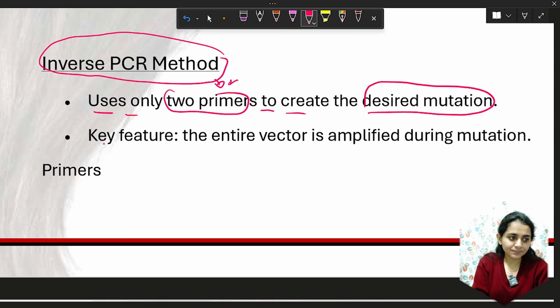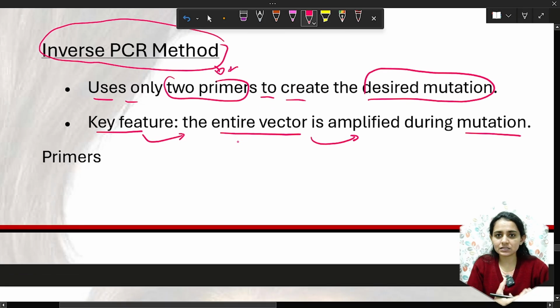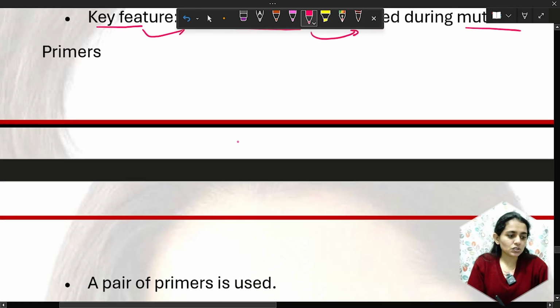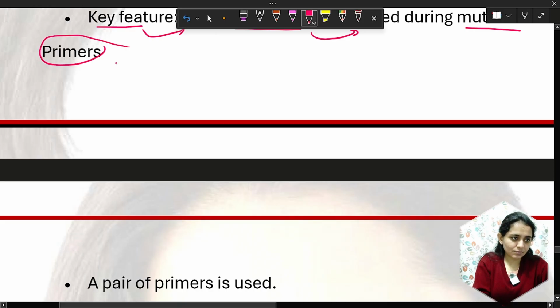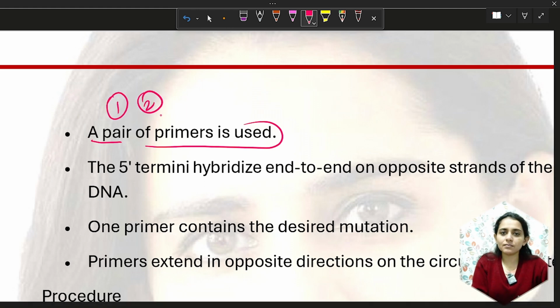How we will see. The key feature is that the entire vector is amplified during the mutation. Entire vector will be amplified. The whole vector will be copied, because in PCR whatever you provide, that will be amplified. So let's see about the primer first. A pair of primers are used, meaning two primers, as we discussed already.